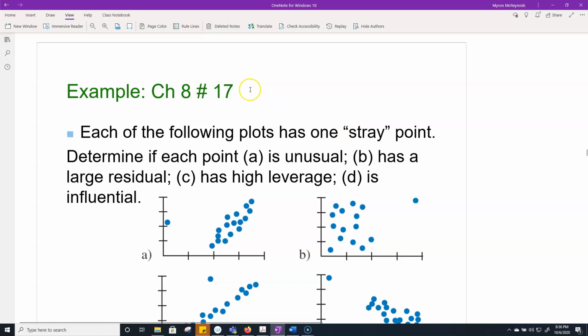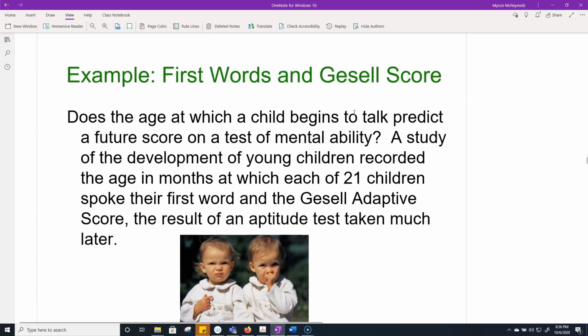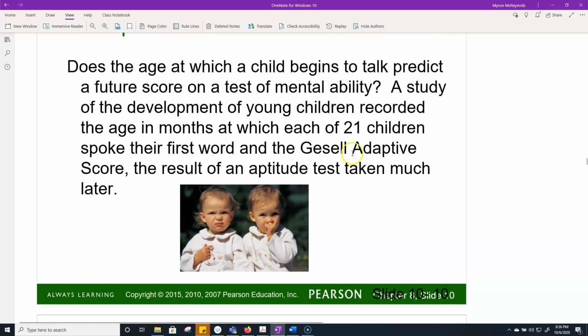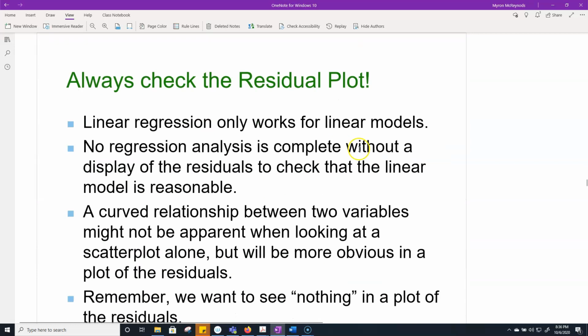This chapter 8, number 17, I'm going to do that on a separate video because that's a pretty long and involved problem. The same thing with the example with the children in that. I'm going to do that on a separate video as well because it's a pretty drawn out problem. And I just wanted to cover one more thing in this half of the slides before I go do those videos. And it's always, always check the residual plot when you're plotting a regression line.